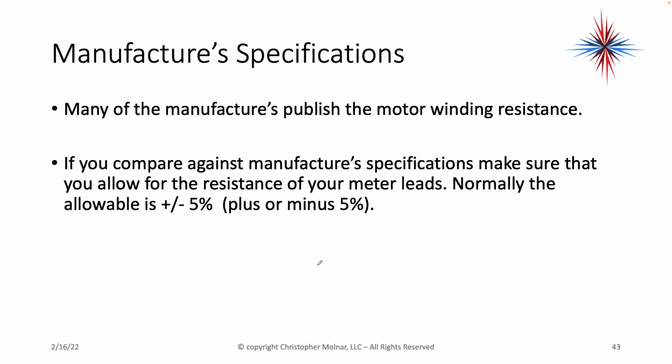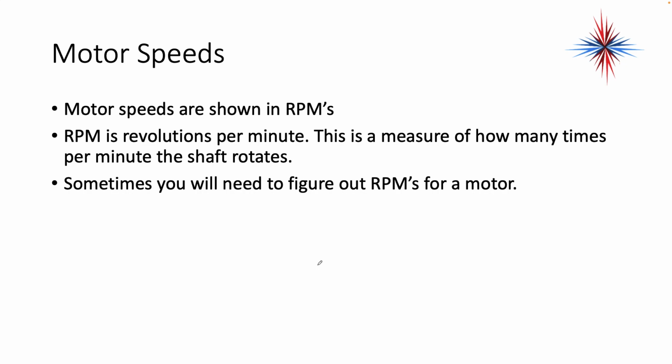Many manufacturers publish the motor winding resistance. You just got to find it. If you compare against the manufacturer's specifications, make sure that you allow for the resistance of your meter leads. Normally, you want a plus or minus 5%.